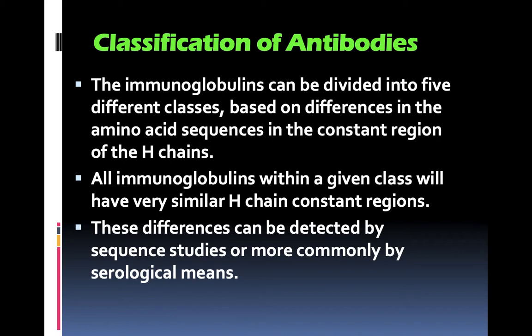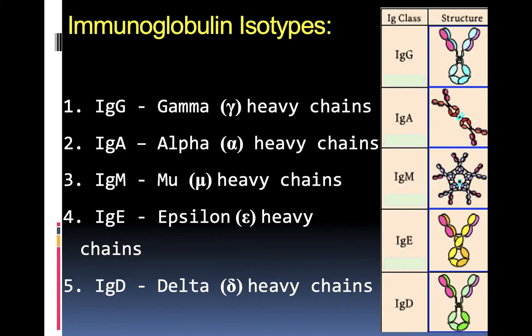But again, to reinforce the idea, I'm reiterating that the isotype differences rely on the subtle complexities found on the heavy chain constant regions. Okay. So the five immunoglobulin isotypes: we have IgG, comprising the gamma heavy chain. So that's the unique type of heavy chain it possesses. IgA, alpha heavy chain. IgM, mu heavy chain. IgE, epsilon heavy chain. And IgD, delta heavy chain.